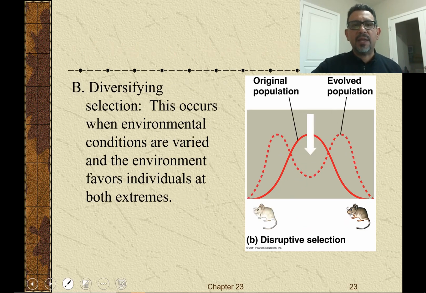Another one is going to be diversifying selection. It could be that the place where animals live or plants live favors both extremes of a phenotype. Those in the middle are not doing well, so selection is against individuals with an intermediate phenotype. And I have an example that I can tell you here.